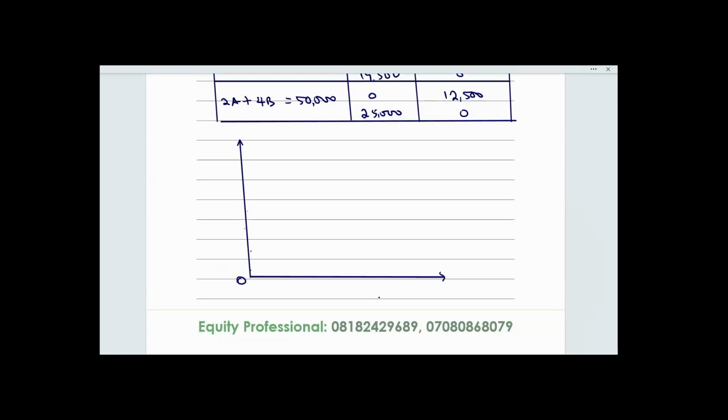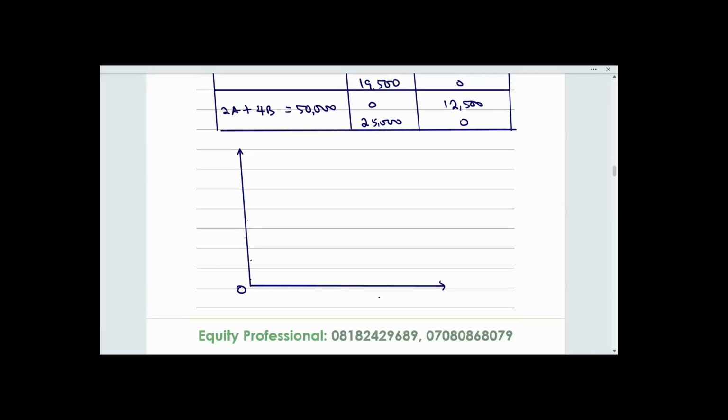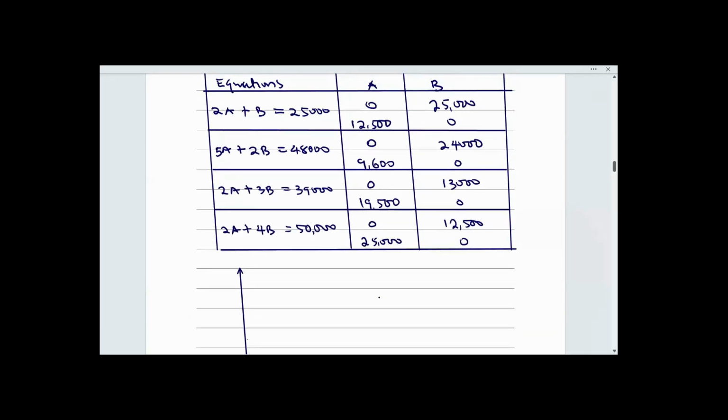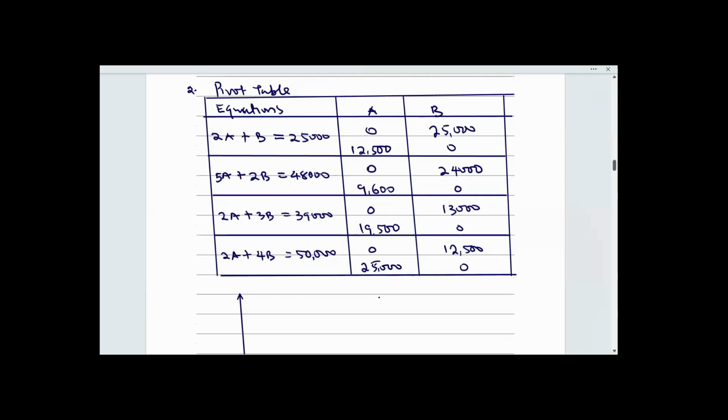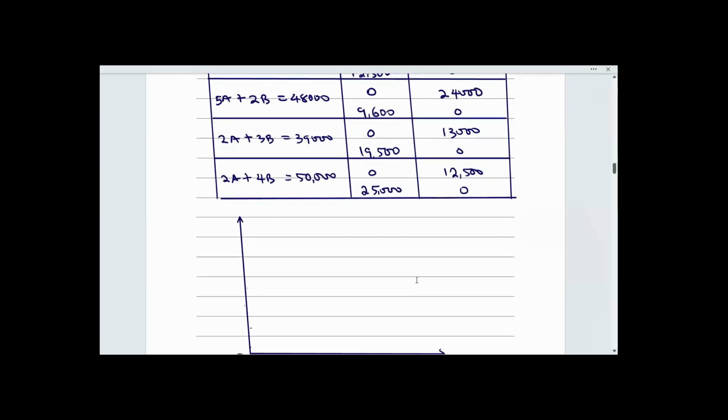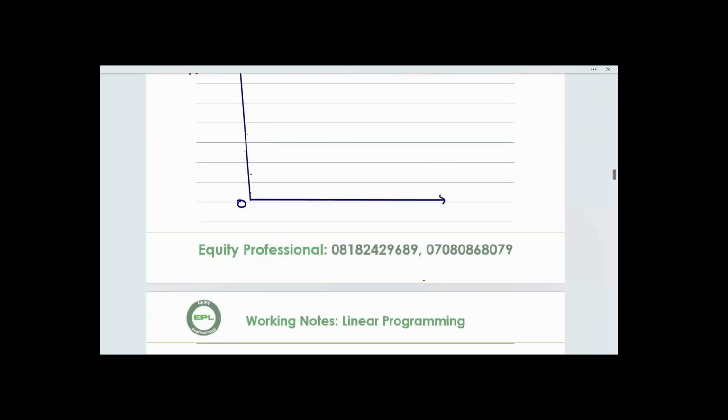So starting from 0, then we need to scale our graph. The highest figure for A is 25,000. The lowest figure for A is 9,600. So let's say this is the A axis. Here is B.